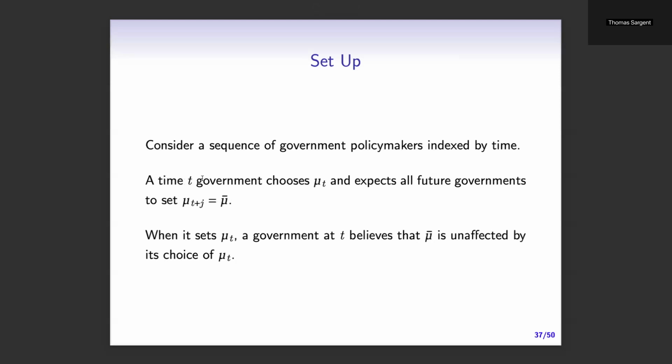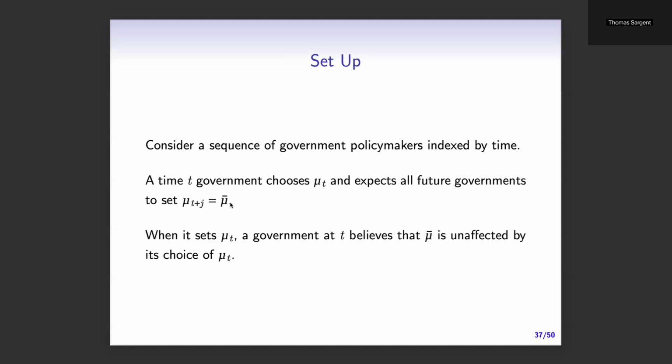At time t, a government is going to choose mu t any way it wants, and it's going to expect all future governments to set mu t plus j equal to mu bar. So it thinks that all future governments are going to do the same. That's key. This is all going to be hinged on beliefs.